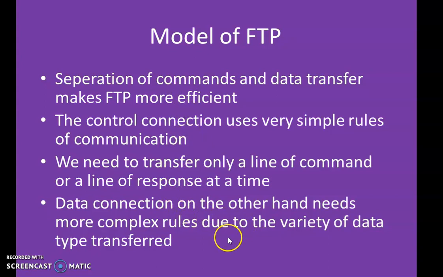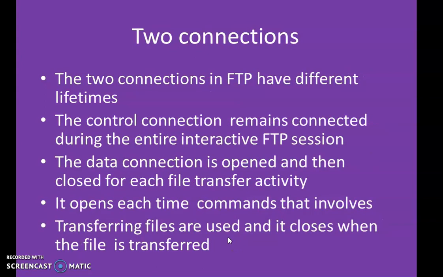What are the two types of connection? There is the control connection and the data connection. For example, if you are using the net for half an hour, that is called a session. In that session, the control connection is active for the whole half hour. The data connection is activated only whenever you want to transfer a file during that session. After a particular file is transmitted, the data connection is closed.